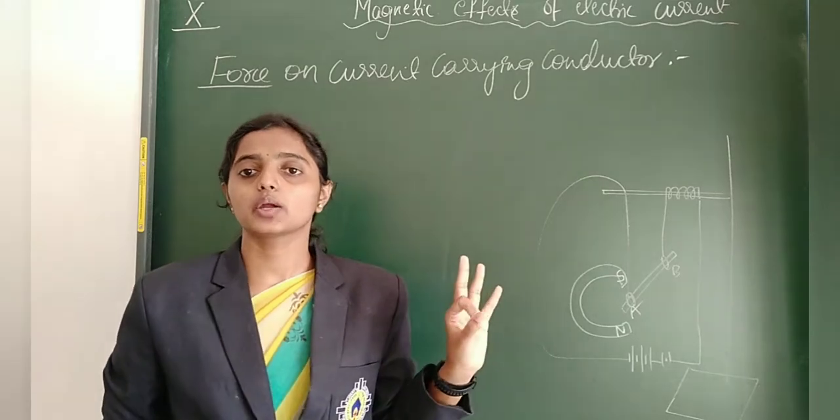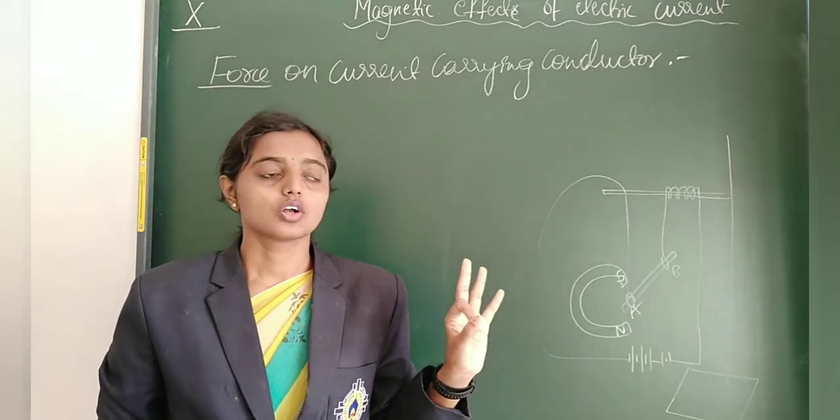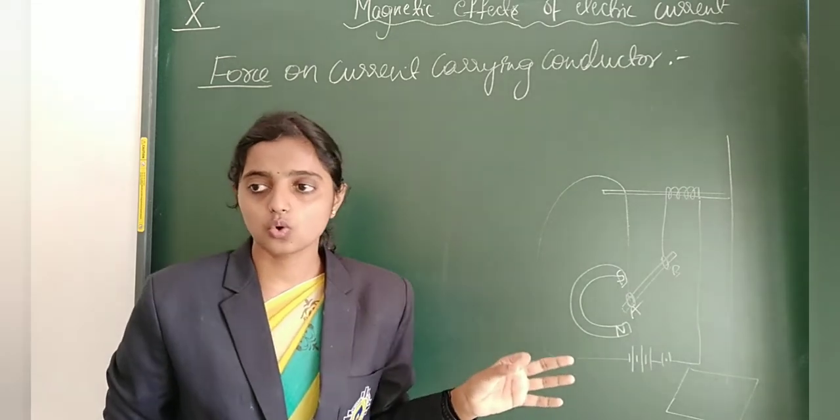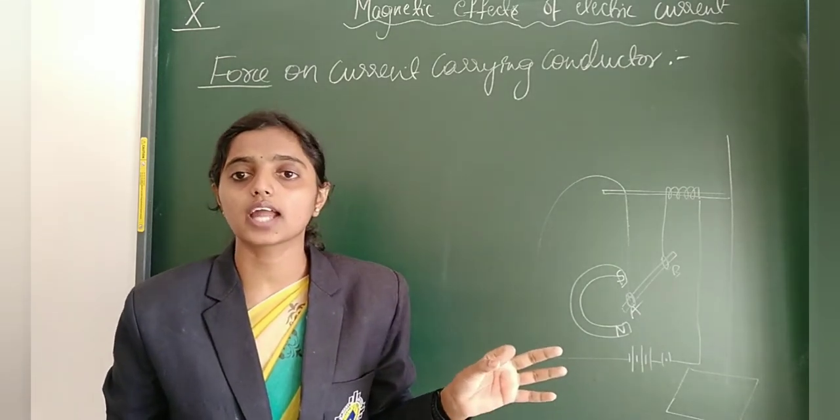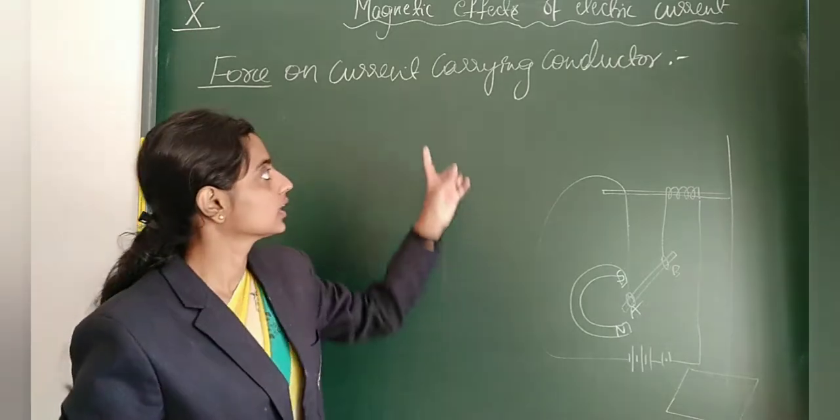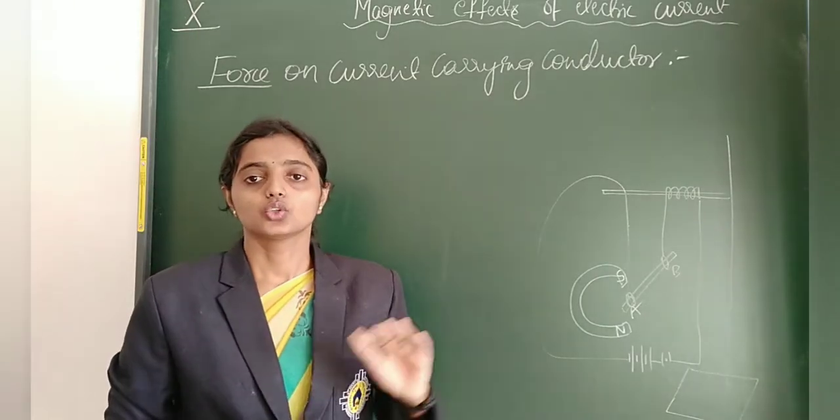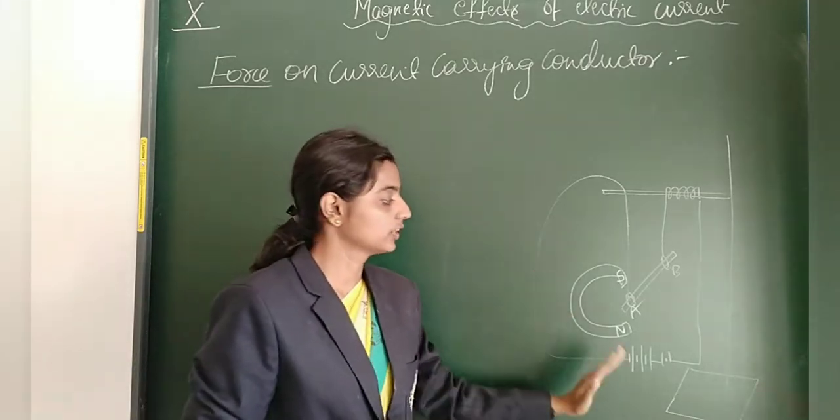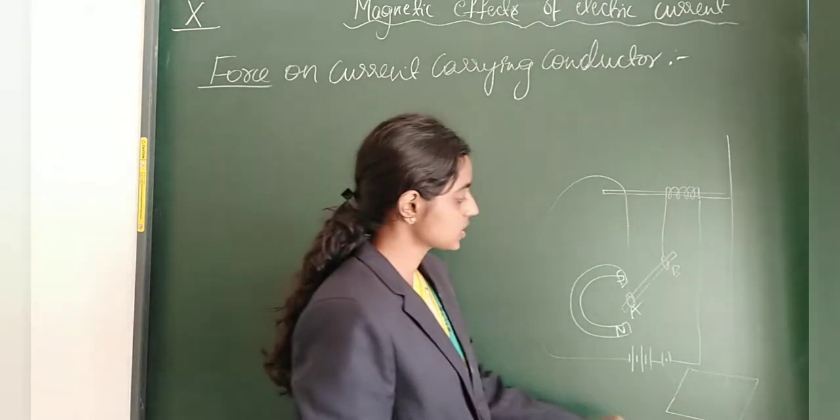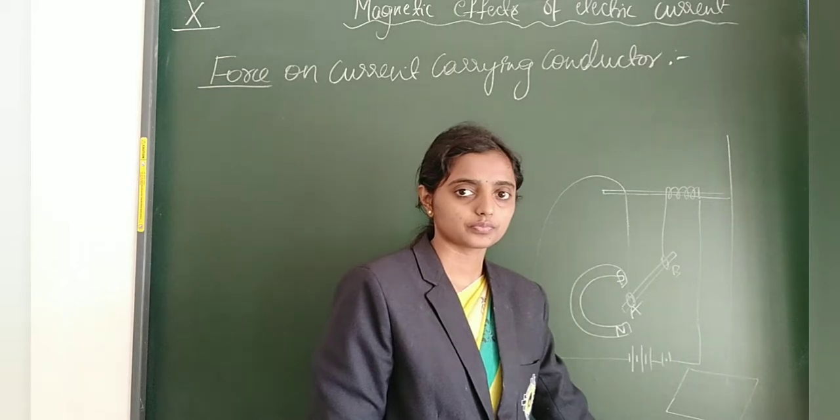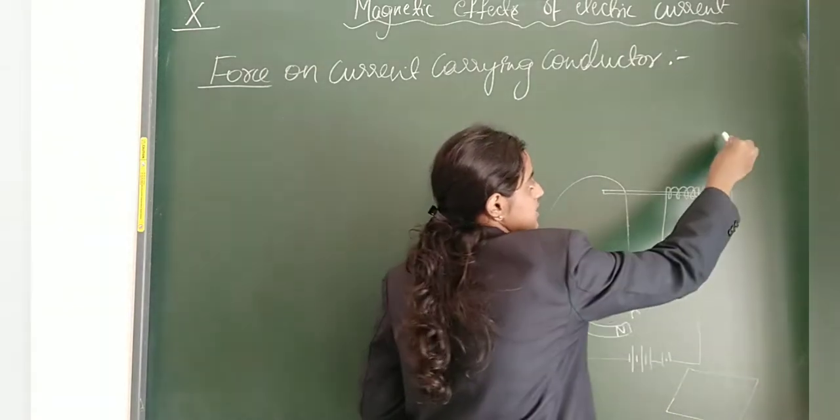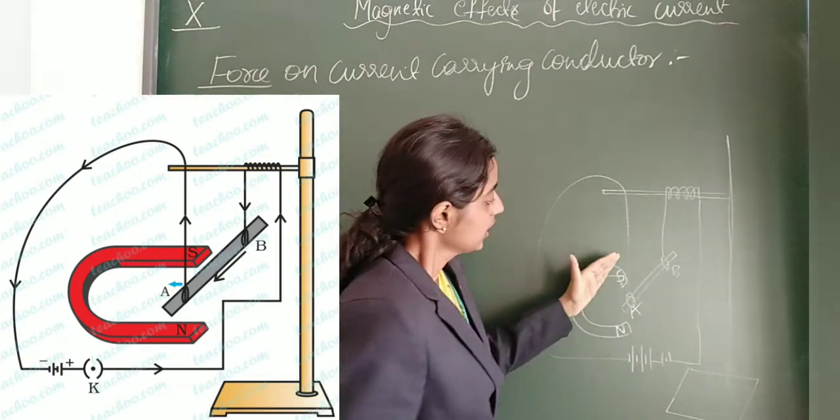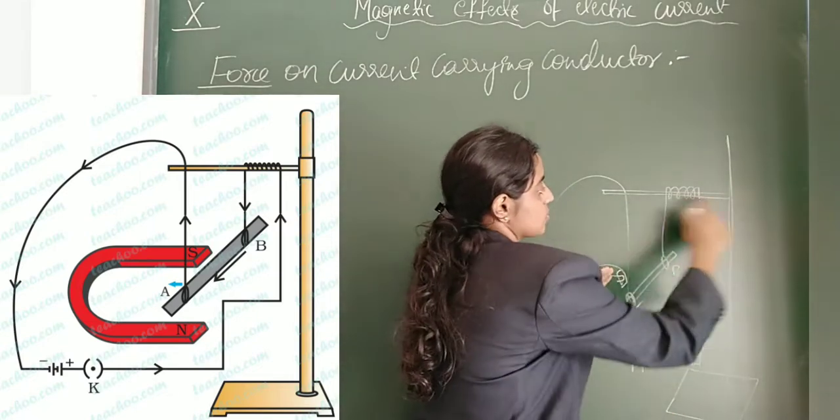So André-Marie Ampère shows that a current carrying conductor also exerts an equal and opposite force on a magnet, through his experiment. Now let us understand that with this activity. Just observe here. This is our stand. Here we have taken another stand also.